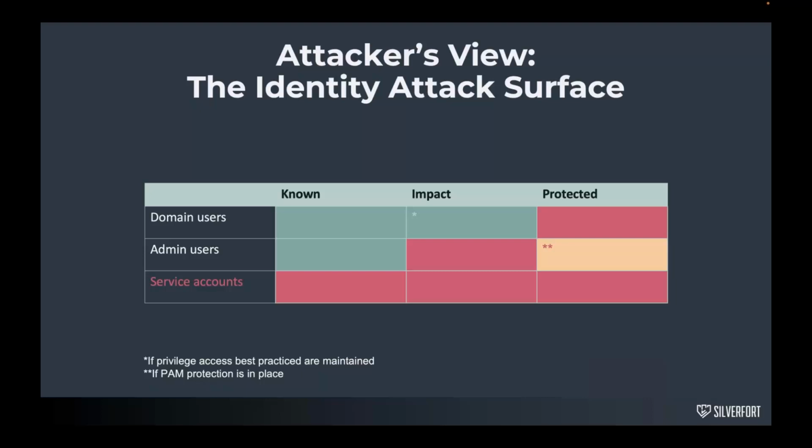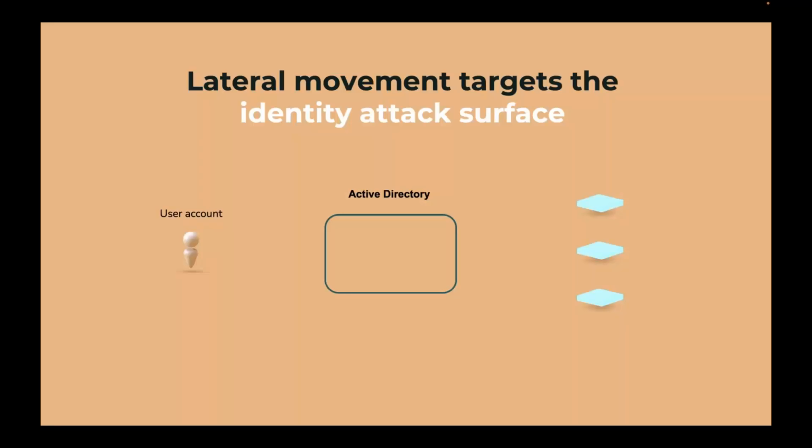And this is the challenge that, judging from your questions and reaction, many identity stakeholders and security stakeholders are painfully aware of. And when we bear in mind that lateral movement targets the identity attack surface, basically, every lateral movement can be reduced to a user account that has gotten compromised.